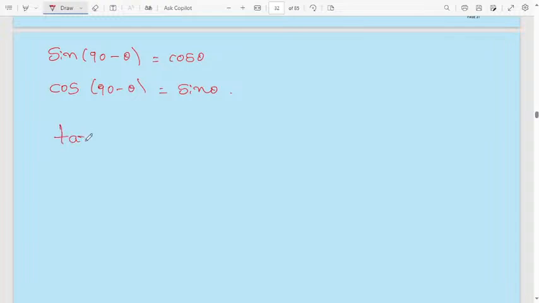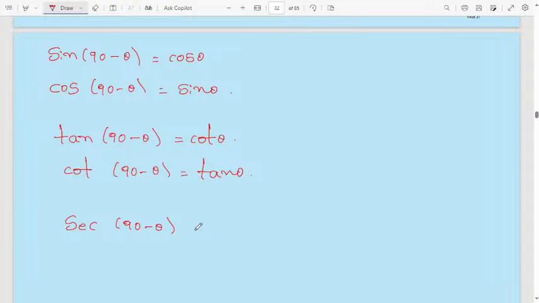Then tan of 90 minus theta is cot theta. Based on this also I have to solve trigonometry problems. If possible, I will take them. Still 5 days are there, no? Then cot of 90 minus theta is tan theta. Next, secant of 90 minus theta is cosecant theta. Then cosecant of 90 minus theta is secant theta.